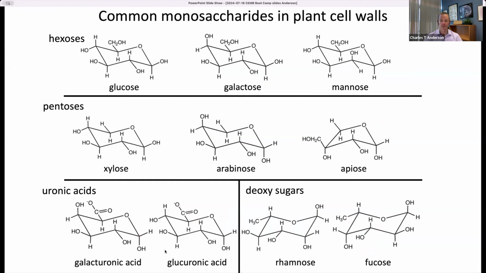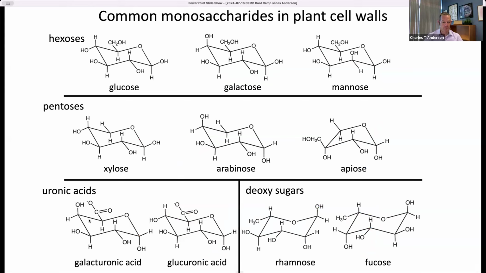Okay, so what are the building blocks of plant cell walls? We can think of monosaccharides, many of which are generated through central metabolism, as being these basic building blocks. So we have hexoses, which contain 6 carbons each: glucose, galactose, and mannose, for instance. We can have pentoses like xylose, arabinose, and apiose.